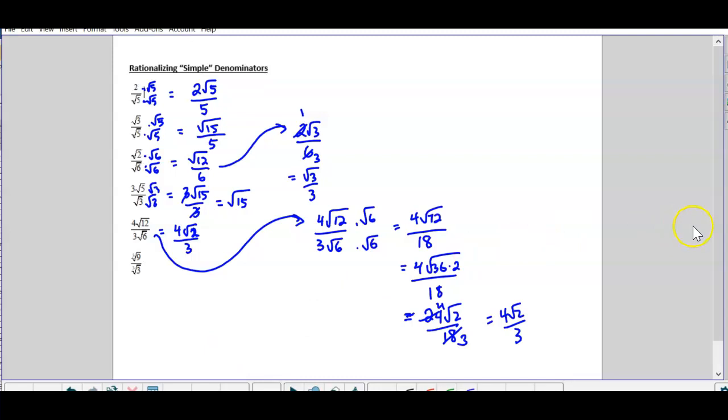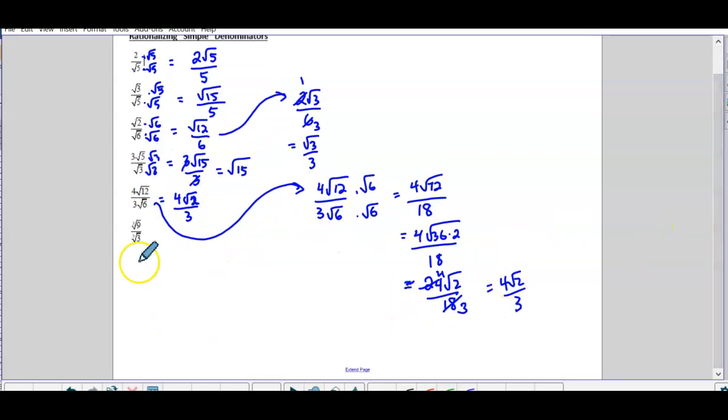Okay, now the next one, notice it's a cube root. One thing that you could do here is divide. 9 divided by 3 is 3, and you're actually done. But if you didn't notice that, I'm just going to recopy the question. Actually, let me make that a little bit smaller. So cube root of 9 over cube root of 3.